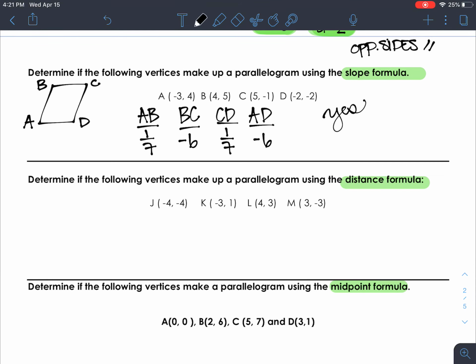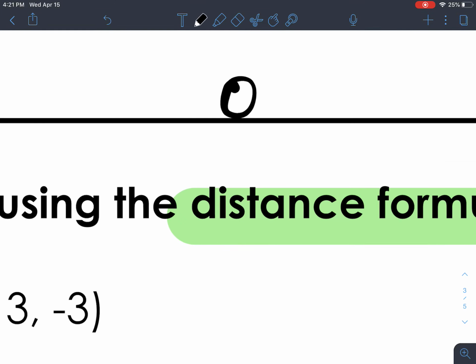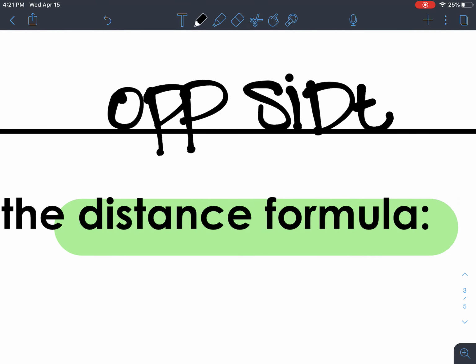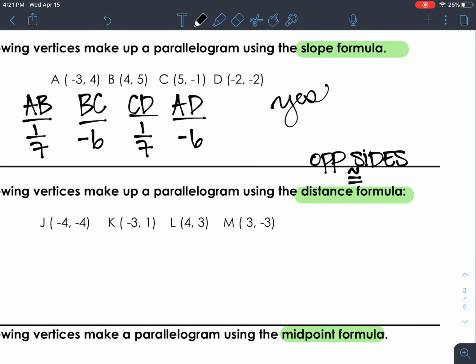So the next one now says, determine if the following vertices make up a parallelogram using the distance formula. So the distance formula, in those 5 different methods of proving it as a parallelogram, would prove to us that the opposite sides are congruent. So once again, how many times would I have to do the distance formula? I'd have to do it 4 different times, one for each side, right?